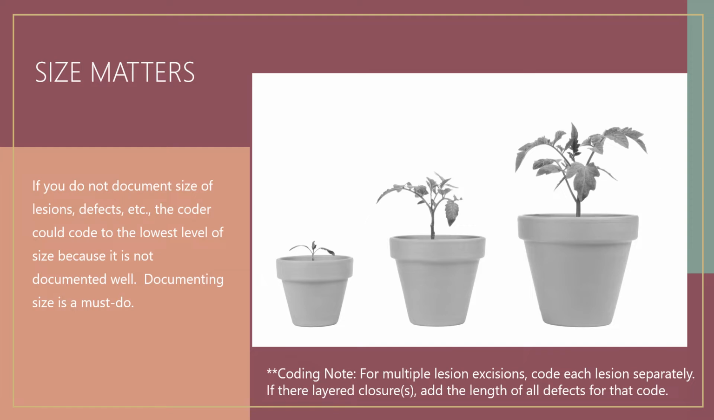One thing that is important to note is that size does matter. If you don't document the size of your lesions and defects, a coder could code to the lowest level because it's not documented well. You can also see on the note to the right that for multiple lesion excisions, each one is coded separately. And then if there are layer closures, the coder will sum up all the lengths of the defects and turn in that code separately.